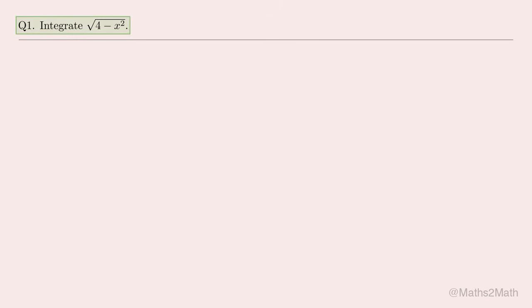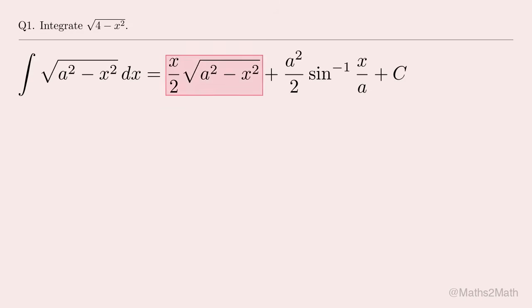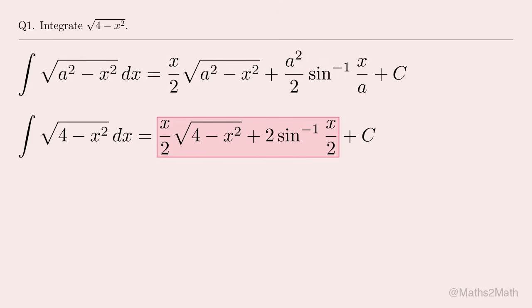Question 1. The root of 4 minus x squared, the inverse sine formula with a equal to 2, half x root plus half a squared inverse sine. Apply the standard formula directly, with a equal to 2.